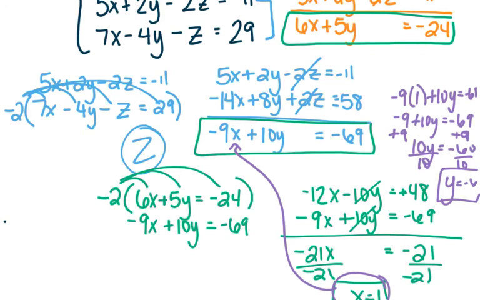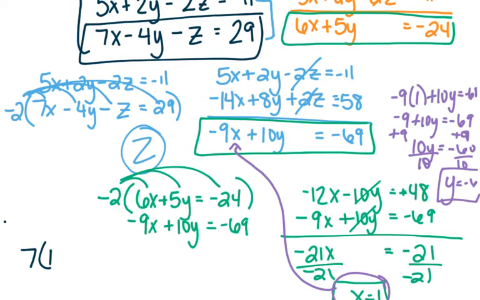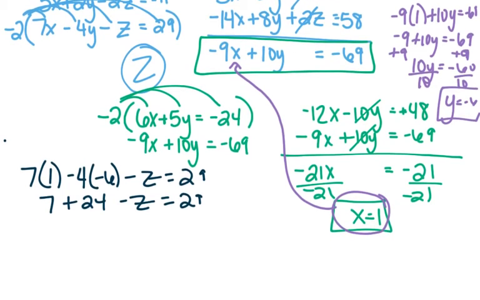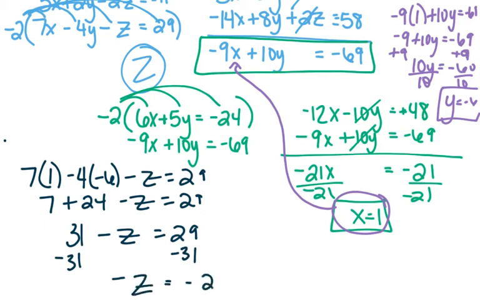So I'm just going to use that very last equation, the original right here. Alright, so I know that x is really 1. I know that y is really negative 6, and I'm trying to figure out what z is. So I got 7 plus 24 minus z equals 29. Alright, this becomes 31. I'm going to subtract 31 from both sides. And I'm going to divide both sides by negative 1. So z equals positive 2.